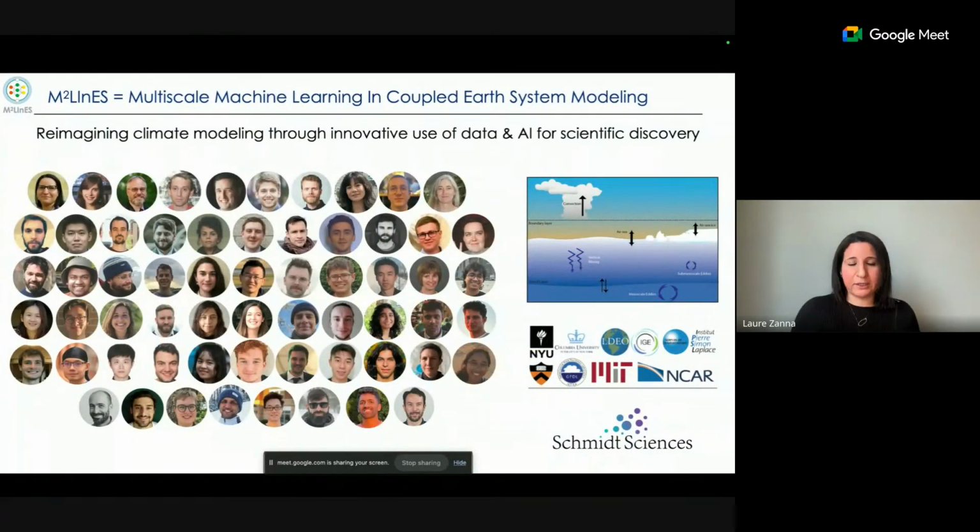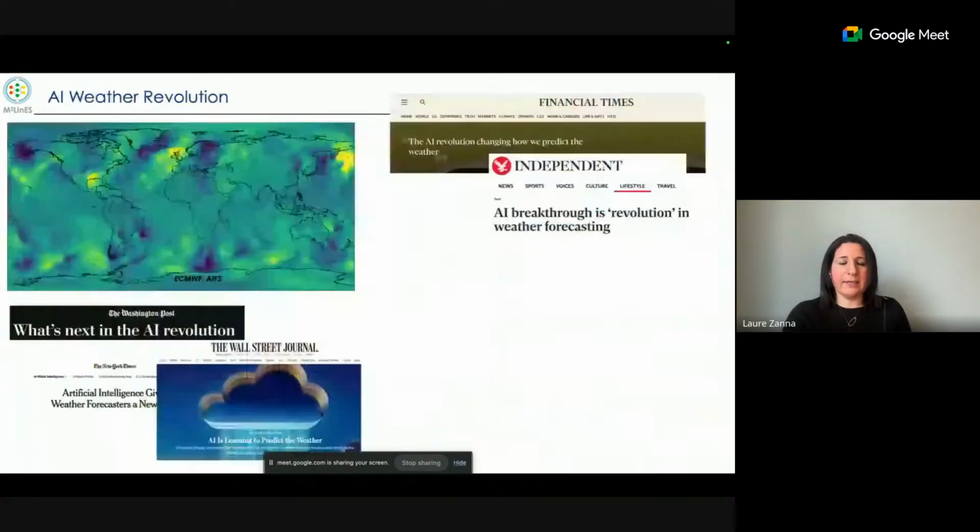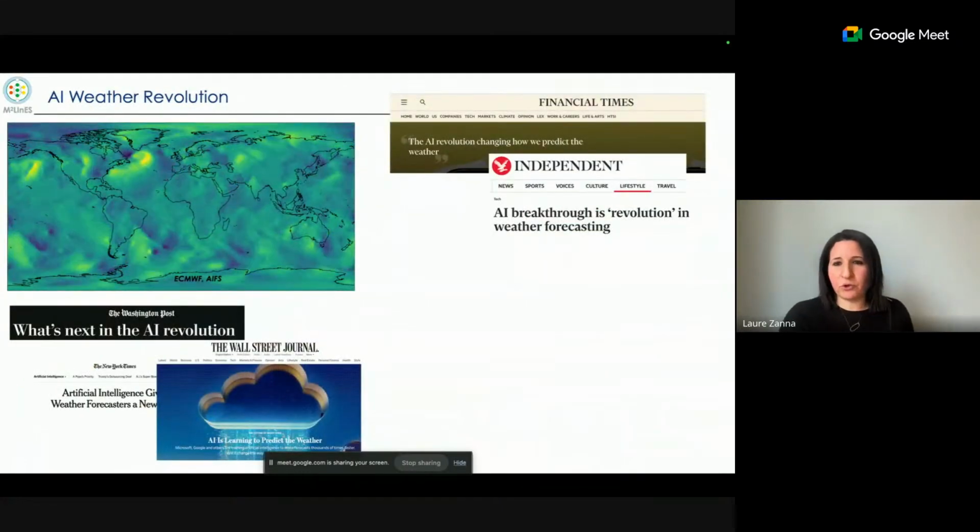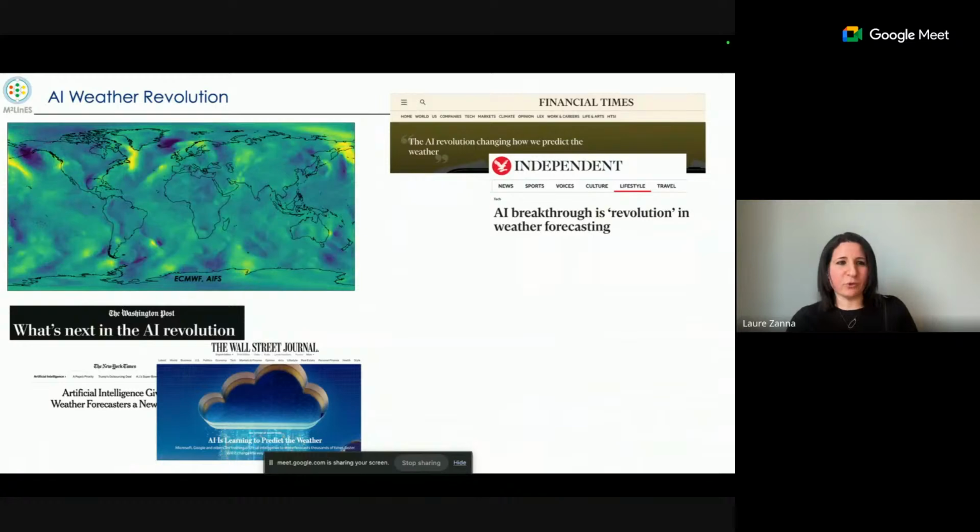So I'm very lucky, of course, to be here and presenting, but this is actually teamwork. This is a large group of scientists across multiple institutions in the US and France. That includes climate model developers, people like me who are domain scientists to some extent, and people who actually develop AI tools. So really all of us are working in concert to try to reimagine the way we do climate modeling with data and AI.